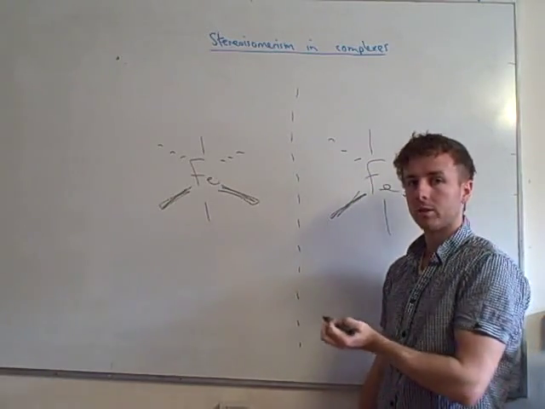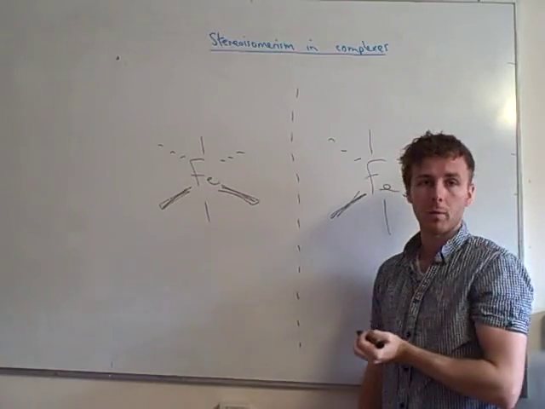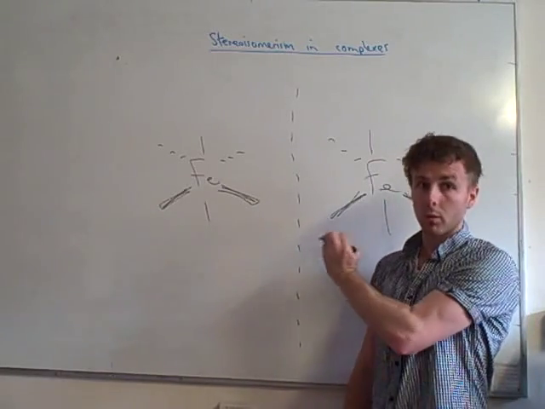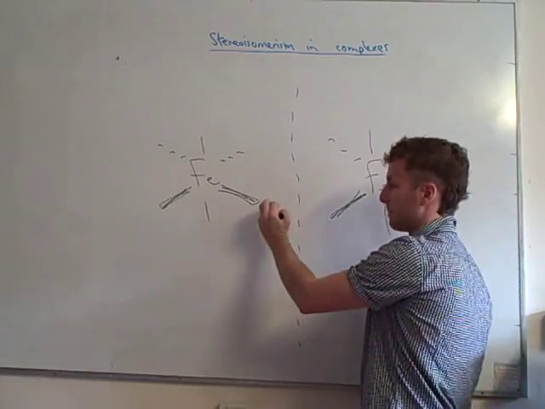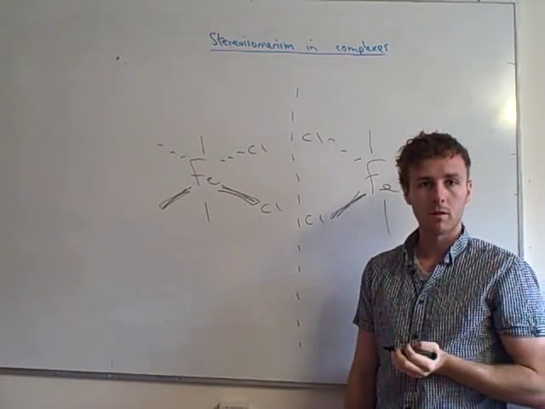So we had 2 Cls. I always put my monodentate ligands facing towards the mirror. Now there's many ways to do this, you don't have to do that, but I find this really works for me, so I would definitely advise doing that. So both my Cls on each side are going to face towards the mirror.